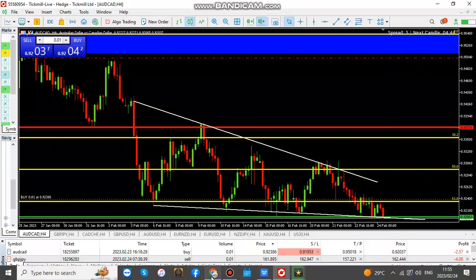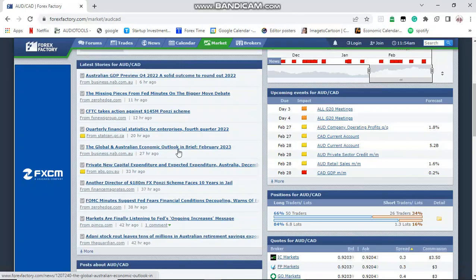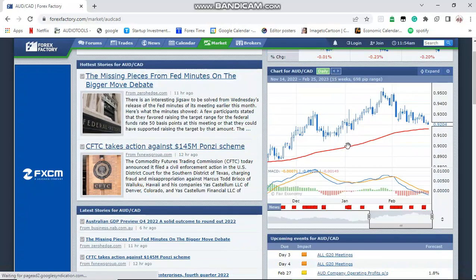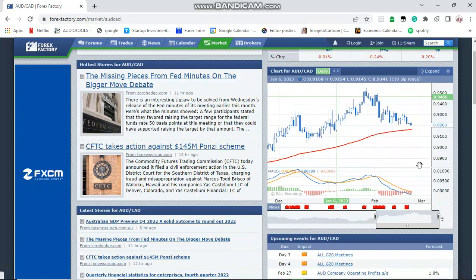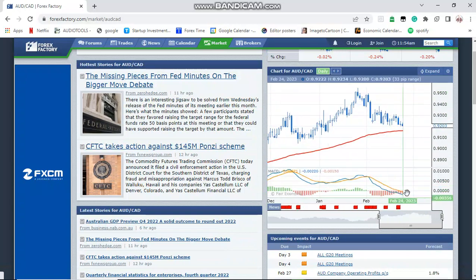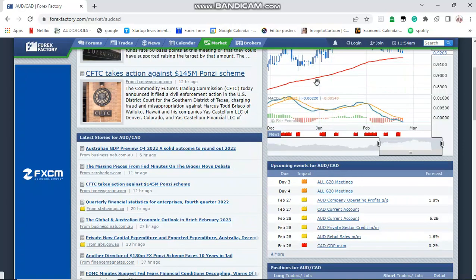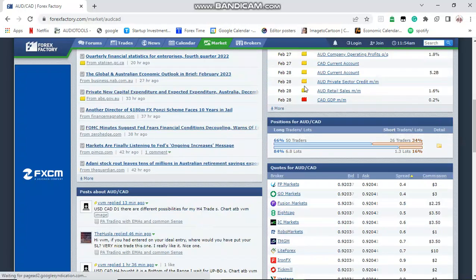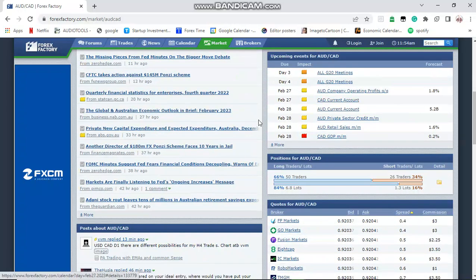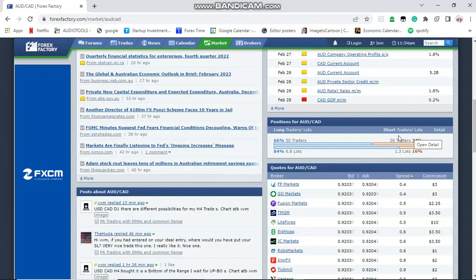Now let's see what the fundamental side of this is. So as you can see, we are above the 100 period moving average over here, and the MACD is probably going to be at the turnaround point as well. But I'm not too worried about those things. Other than news-wise, I like to see if there's any big news, and then this.